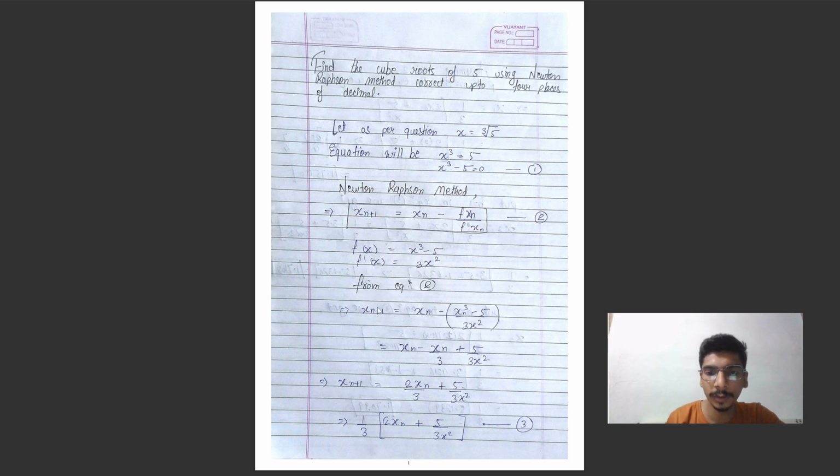From equation number 2, that is from the formula, we got xn plus 1 equals xn minus (xn cube minus 5) upon 3xn square. On further solving it, we got xn minus xn upon 3 plus 5 upon 3xn square. And on further solving it, we got 1 by 3 times (2xn plus 5 upon xn square), and we have given this as equation number 3.